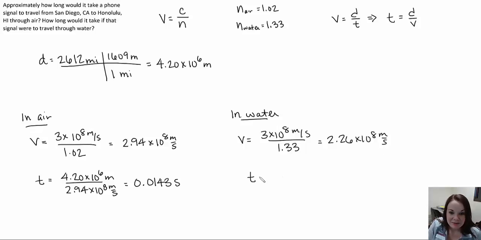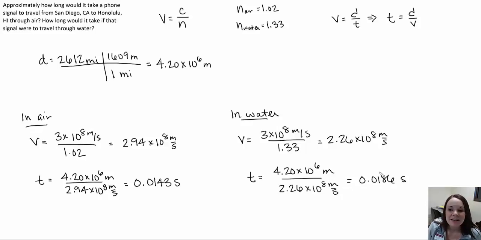And when I plug that into my t equation, I now have the same distance because the distance from San Diego to Honolulu hasn't changed at all. But I have a new velocity because in water, the speed is going to be a little different. And when I divide those two, I get 0.0186 seconds. So it takes a little bit longer to travel through the water than it does in the air.